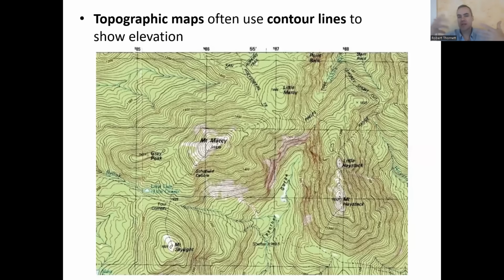But one of the most common ways of showing elevation on a topographic map is contour lines, lines like this. These are lines where, as long as you're following one line and staying on that line, it's the same elevation. We'll have a whole lesson just on this, but I just wanted to show you what a topographic map is and what these contour lines are.